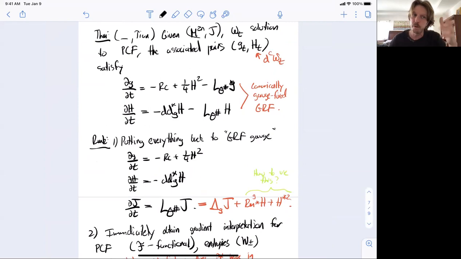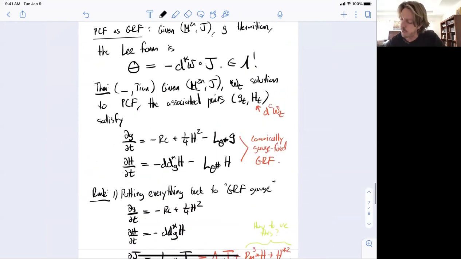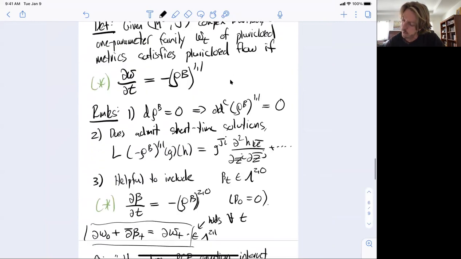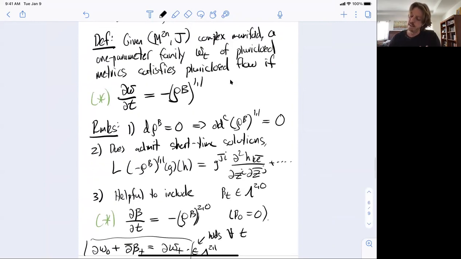And then we wrote this big class of equations in Hermitian geometry. And then it turned out that, at least at that time, the most interesting one was this pluriclose flow. We found that separately, and then after that realized that it was just this generalized Ricci flow in disguise.